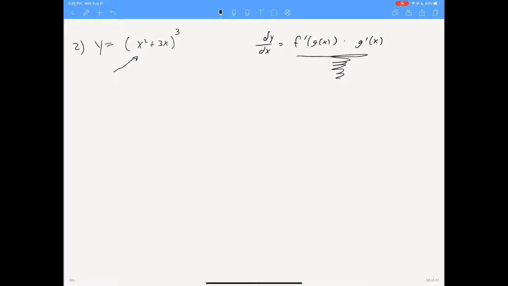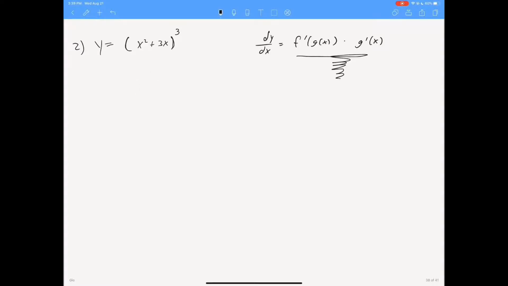You have x squared plus 3x. It's a quadratic inside something being cubed. So you have your thing being cubed, and then you have a quadratic. So you have a cubic and a quadratic. The x squared plus 3x is inside the cubed part.